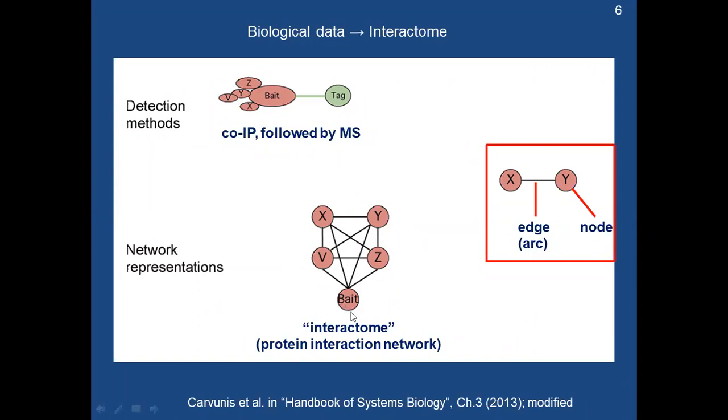The network is going to say the bait interacts with all 4 proteins. So this depiction is not correct. V probably needs to be interacting with the bait. And we are going to show by doing different experiments, for example, precipitating just with Z and so forth, that Z also interacts with all of these proteins. And this is going to be therefore our network. Since this is a protein-protein interaction, it's a protein interaction network. You might also call it an interactome if you like.